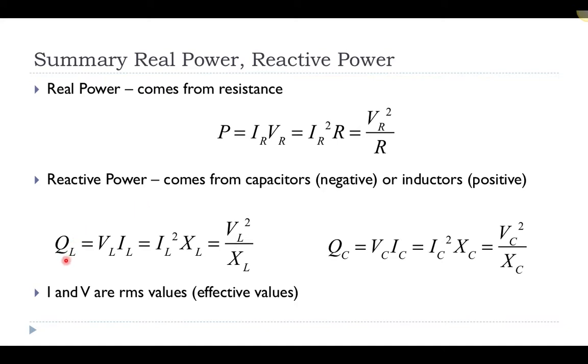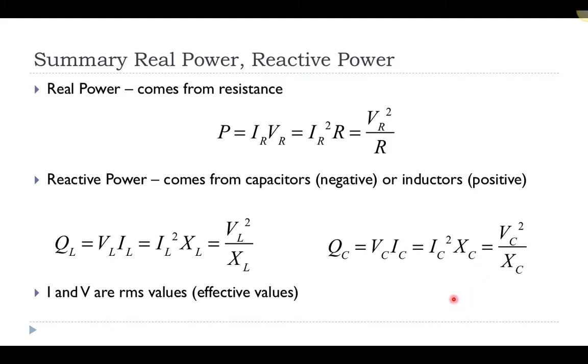So again, we define reactive power as this Q value, and it's also written as the voltage times the current, where these are the effective values. If it's an inductor, these would be the values across the inductor and through the inductor. And then, of course, using the equivalent of Ohm's law for AC, we could write it in terms of the inductive reactance, or in the case of a capacitor, the capacitive reactance.